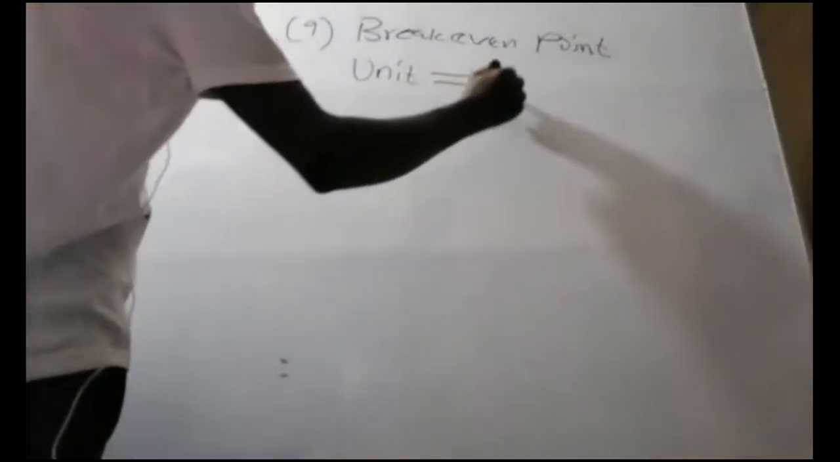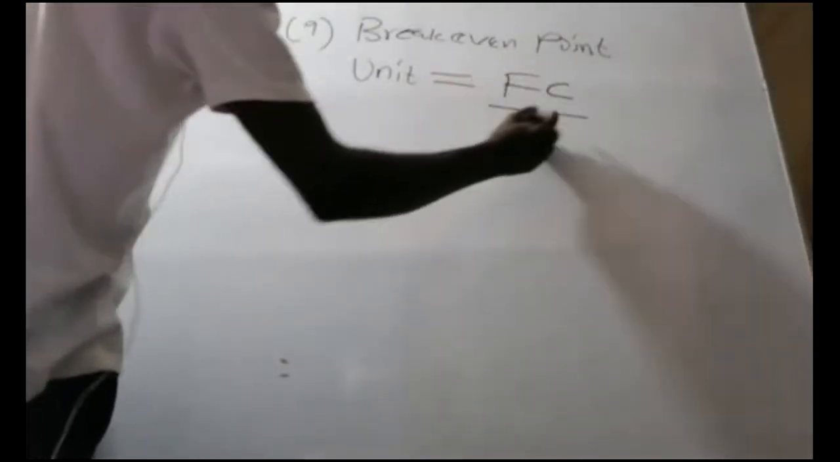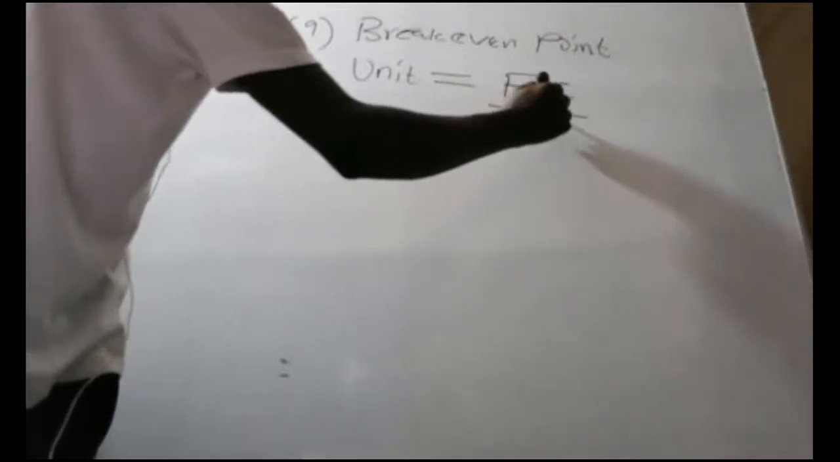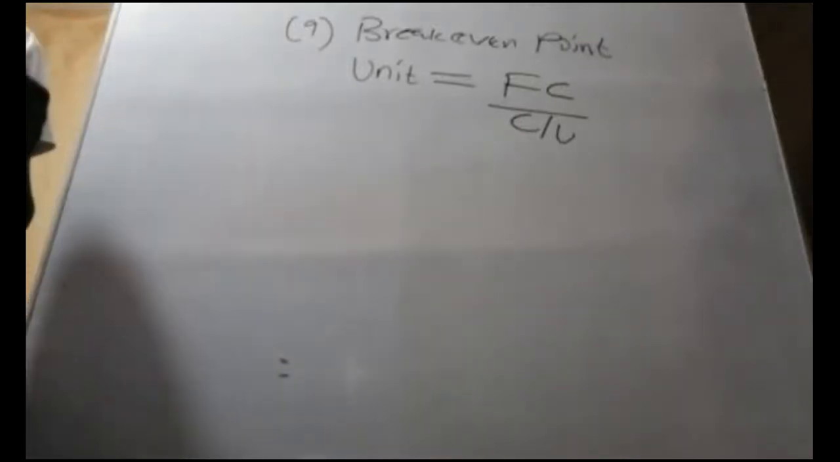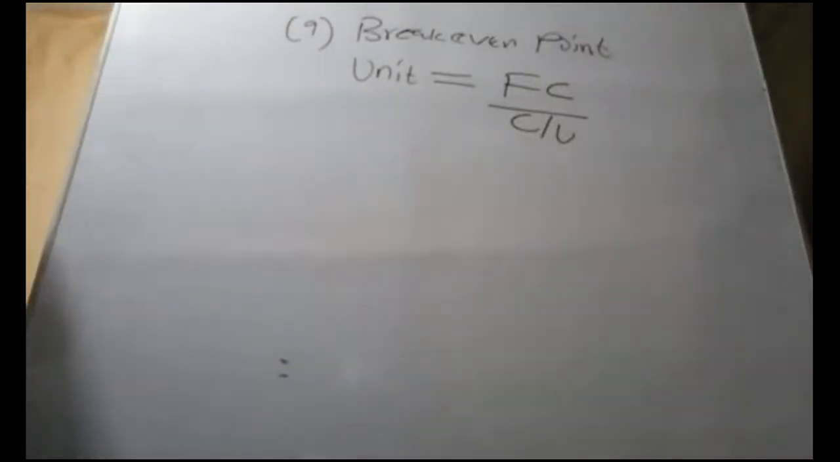So, A, break even point. Don't forget that for the point, we have value and then the unit. Unit that must be produced. Let's go to the formula for the unit. It's equal to the fixed cost divided by what? Contribution per unit. Please, the fixed cost is total fixed cost. Take note. Fixed cost is total fixed cost.